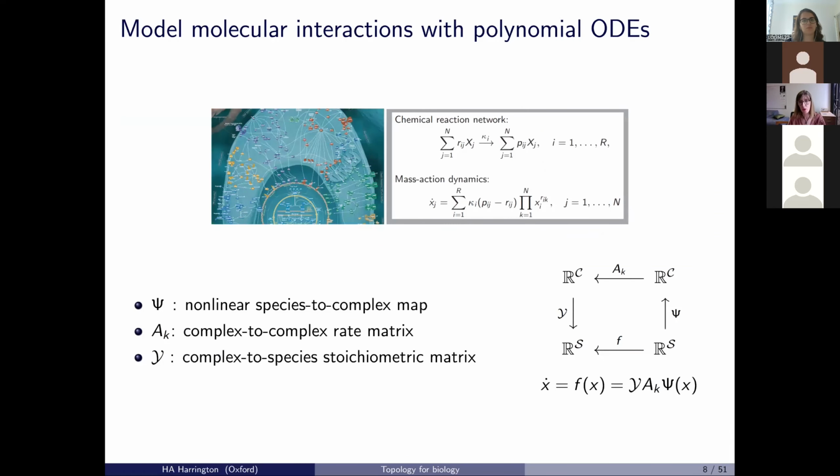I guess I just need to say it's a system of ODEs. This is a nonlinear system, but then there are linear parts. So you can think of this matrix as what we call the complex to complex rate matrix. If we think of the species on the left and the right, often people look at this as a directed weighted graph.